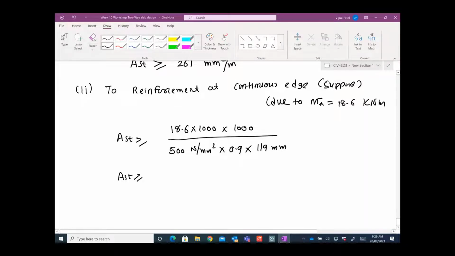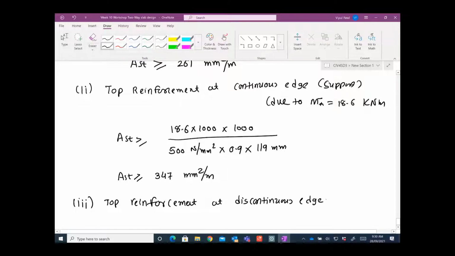18.6 times 1000 times 1000 divided by 500 times 0.9 times 119. You get 347 millimeters square per meter. And the last one, meaning this is top Rho. Again, top reinforcement, because for negative moment you provide the top tensile reinforcement. Top tensile reinforcement at discontinuous edge.